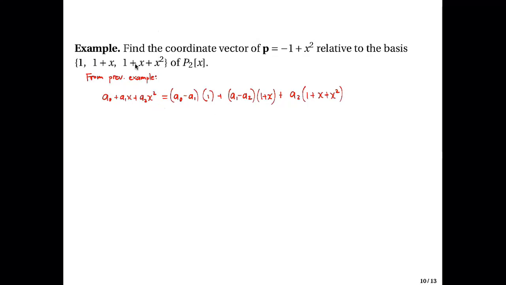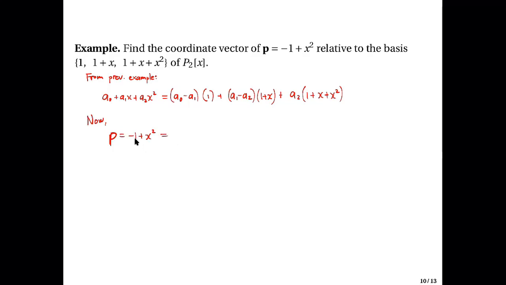So this one is a basis. We have seen that. This is our vector P. Now, vector P, which is equal to negative 1 plus x squared.